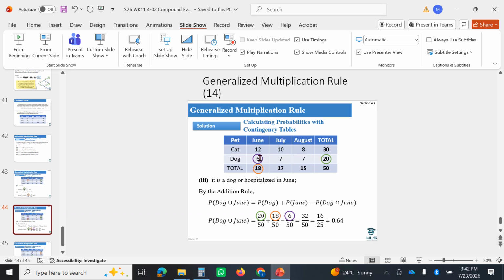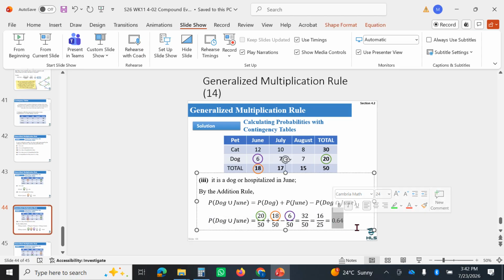You have overlap. You have 6 dogs that are in this row being counted, but you also have 6 dogs, the same 6 dogs that are in this row. So you have to subtract 6 from this total. So 38 minus 6 would be 32 over 50, right? And then find the percentage. So there's a 64% chance, okay, of choosing a dog or an animal hospitalized in June.